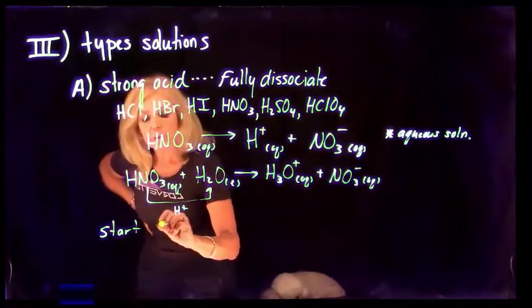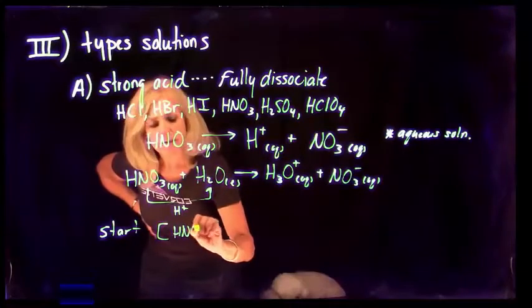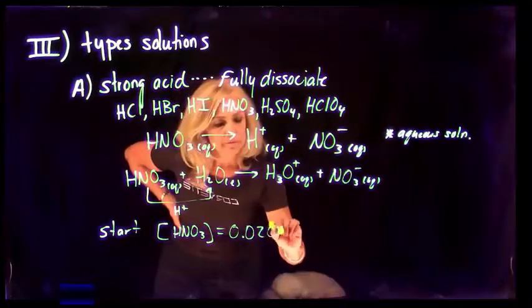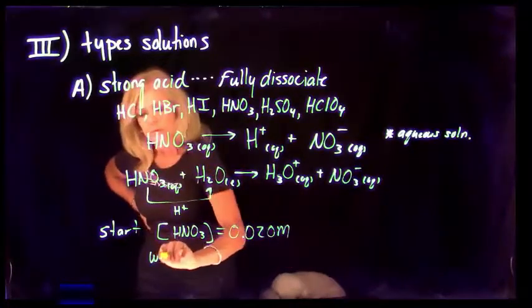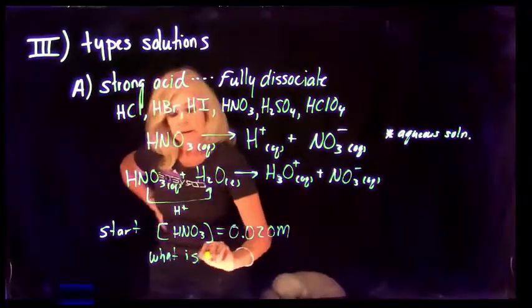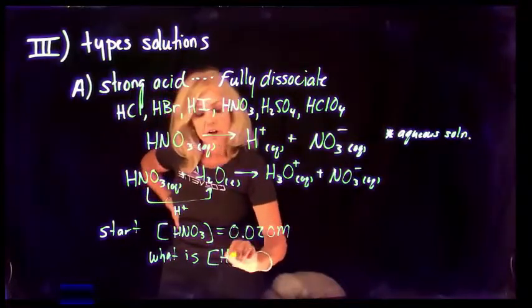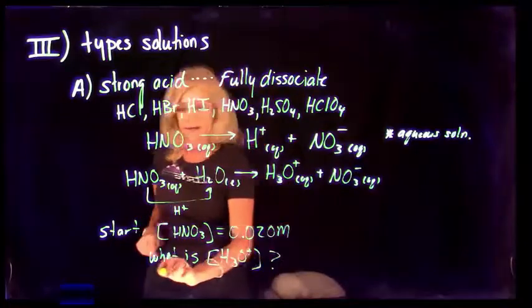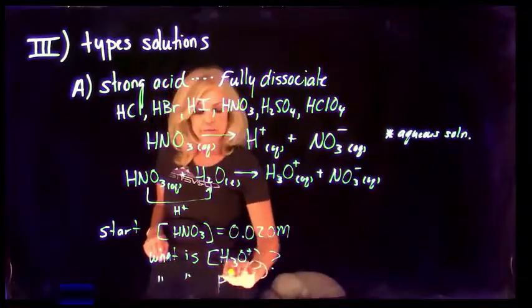So if I start with a solution in which the concentration of the nitric acid is 0.02 molar, what is the hydronium ion concentration in that solution? What is the pH?